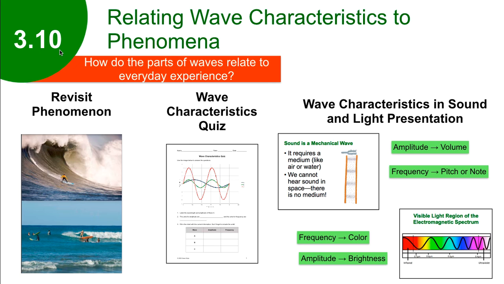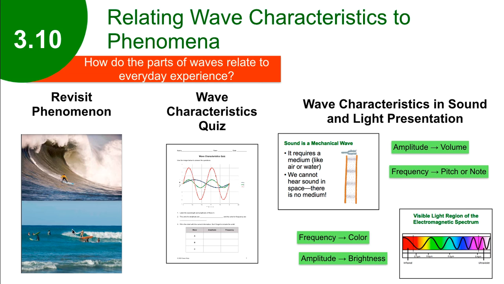The goal of lesson 3.10 is to answer the question, how do the parts of waves relate to our everyday experience? Up until now, students have worked with very tangible waves that they can make with springs like slinkies or water. These are all called mechanical waves. But now it's time to turn the corner to more abstract waves, light and sound.